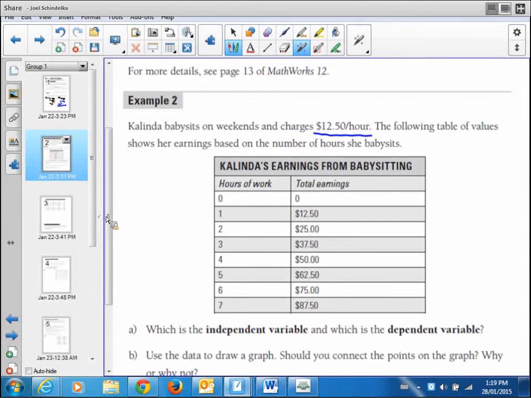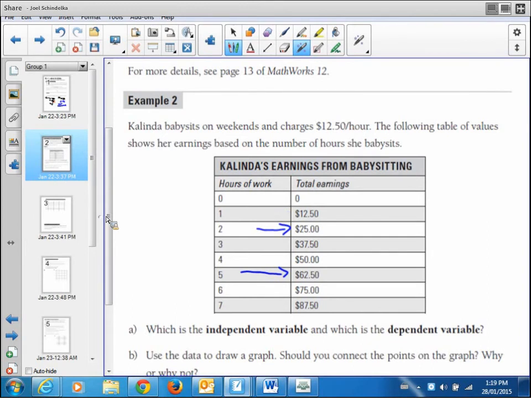So the kids make it $12.50 an hour. Not bad for babysitting. If you work 0 hours, makes sense you make $0. If you work 1 hour, makes sense you make $12.50. 2 hours, you just double that, right? 5 hours, 5 times $12.50, it'd give you $62.50.